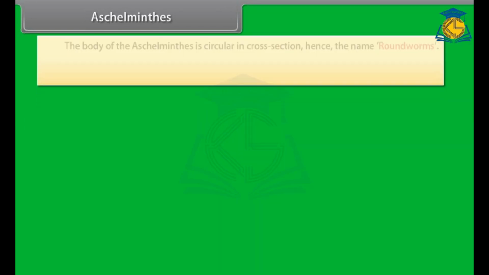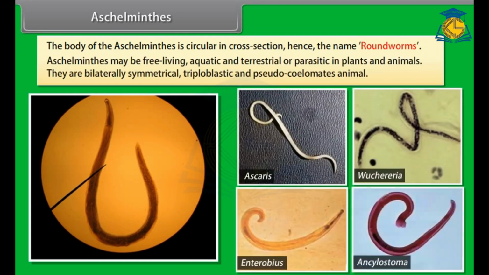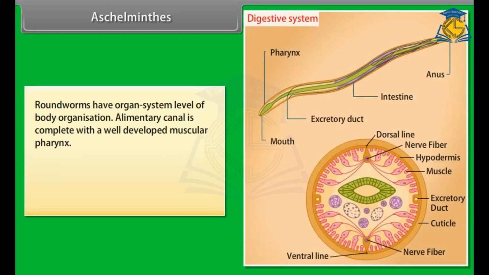Aschelminthes. The body of the aschelminthes is circular in cross-section, hence the name roundworms. Aschelminthes may be free-living, aquatic and terrestrial or parasitic in plants and animals. Aschelminthes are bilaterally symmetrical, triploblastic and pseudocoelomate animals. Roundworms have organ system level of body organization.